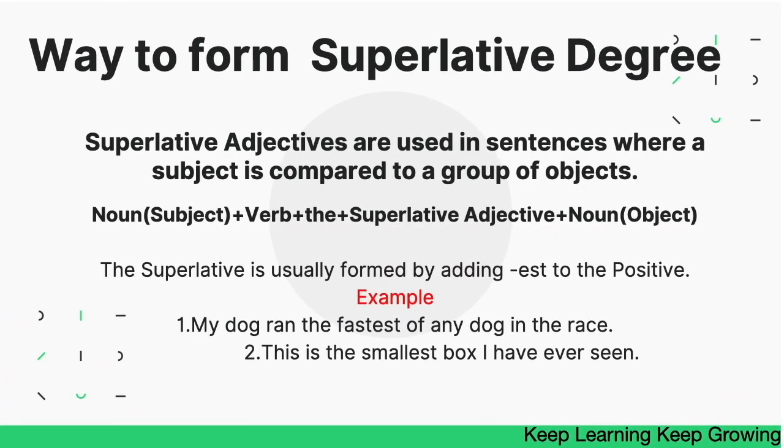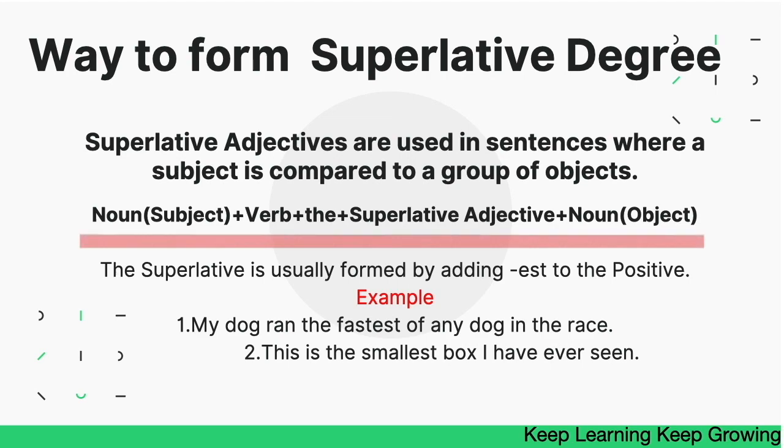Now in the next slide, what are we seeing? We can know how to form a superlative, the superlative degree. Superlative adjectives are used in sentences where a subject is compared to a group of objects. Similarly, noun as a subject plus verb, and here the key word is the. We are using the superlative adjective and the noun as an object.